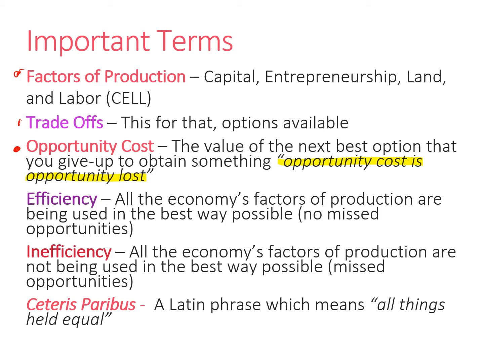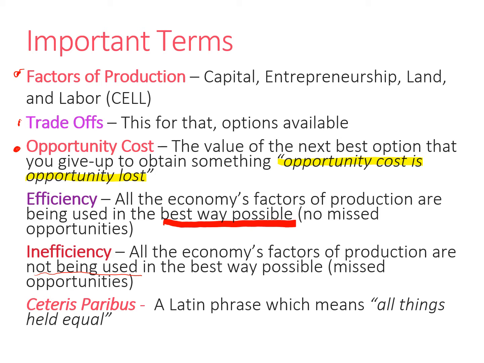Now, efficiency means that all of our resources are being used in the best way possible. That's really key right here. Best way possible. Well, that's kind of a fat marker, huh? Anyways, so no missed opportunities in production. Efficiency just means that you're not wasting any resources. Inefficiency is the opposite of that. That means when all of the economy's factors of production are not being used in the best way possible. So there are missed opportunities in production.